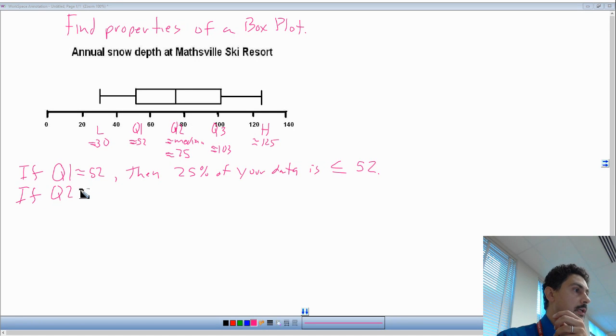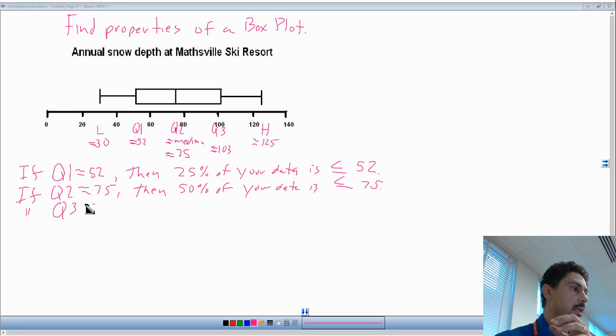If Q2 is approximately 75, then 50% of your data is less than or equal to 75. And then, of course, I'll do Q3 here, and I'll put a little quotes. The quotes just mean it's the same thing. So Q3 is approximately equal to 103. Then 75% of your data is less than or equal to the value 103.